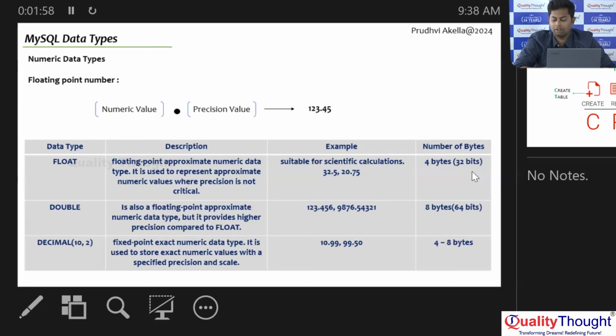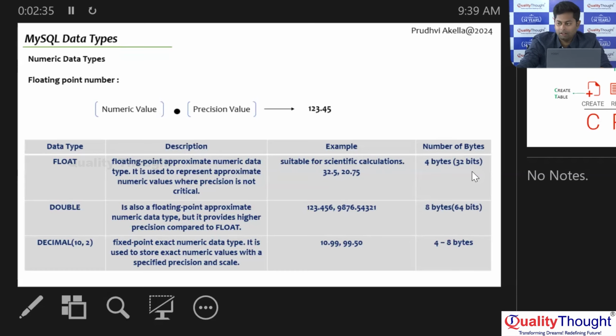And this is most suitable for scientific calculations, like 32.5. Whenever you are performing scientific calculations, you really don't need to store the exact value. Instead, you can take an approximate value and still store that in your database under a column. So how many bytes are required? 4 bytes. And how many bits? 32 bits, correct? 1 byte is 8 bits, so 4 bytes is 32 bits. So that is a 32 bit representation.